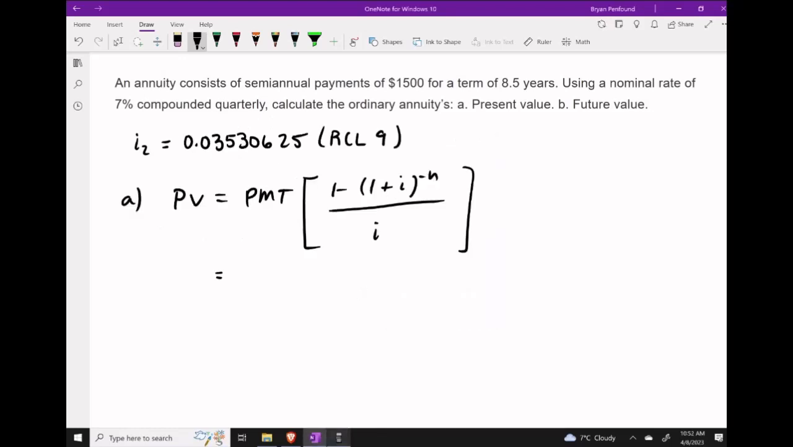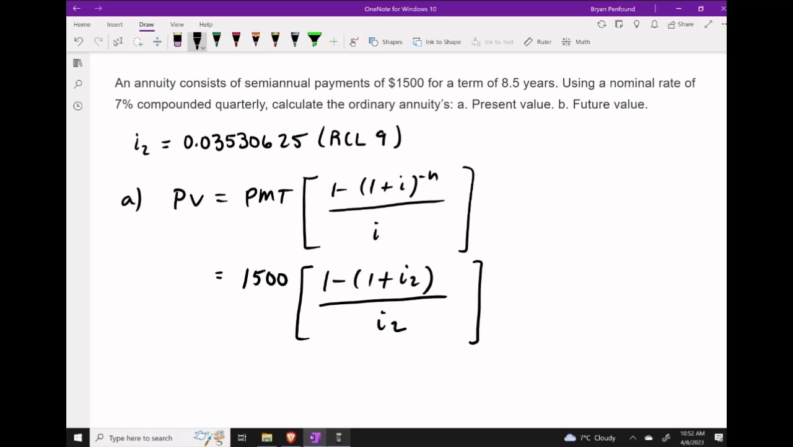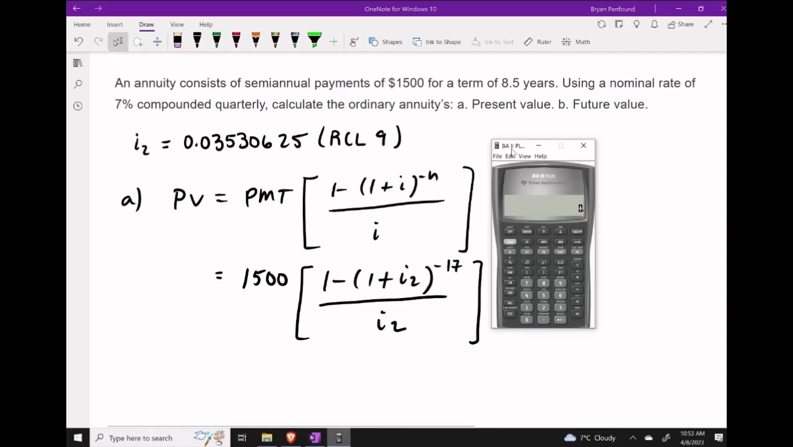Assuming that our payments do happen at the end of the payment period, let's grab the present value formula for ordinary annuities, and let's start filling in some of the values that we know. So for example, we know we have a payment size of $1,500. Let's change i to I2. And then let's try to figure out the n value here for our power. So payments are semi-annual, which means the frequency is 2, and we need to do this over the span of 8.5 years. So 8.5 times 2 gives us negative 17 inside of that power. All right, we should be good to go now.